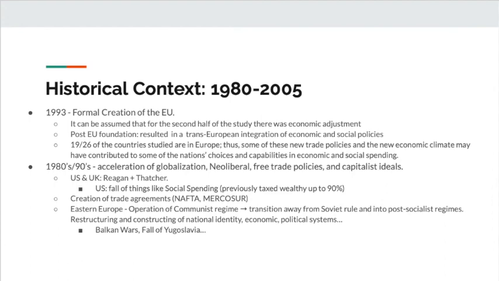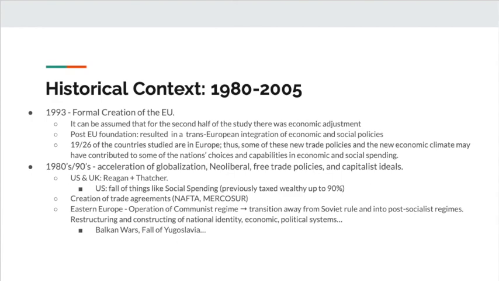I think it's really important to understand the context, the historical background behind the nations included in the study during the time of the study, which is between 1980 and 2005. This time was ultimately the acceleration of globalization across the world. One really important development was the formal creation of the European Union in 1993. This was almost exactly halfway through the study, so I think it's important to consider that the results of the study could have very well been affected by the economic adjustment of the countries joining the Union, especially since 19 out of 26 of the countries in the study are European.